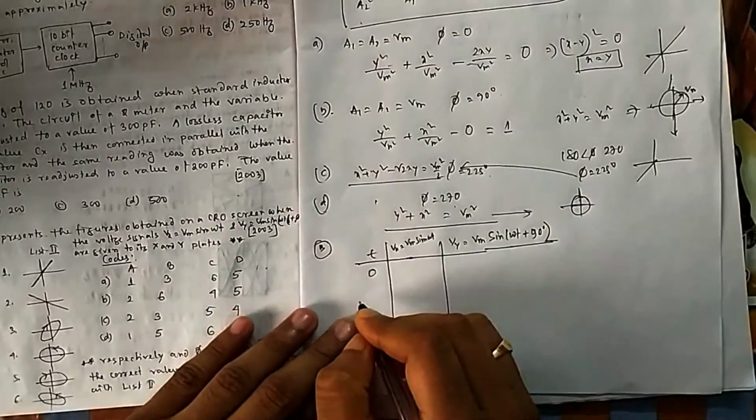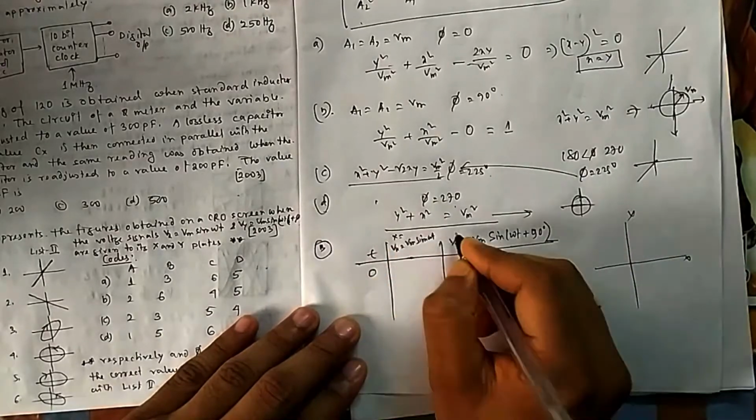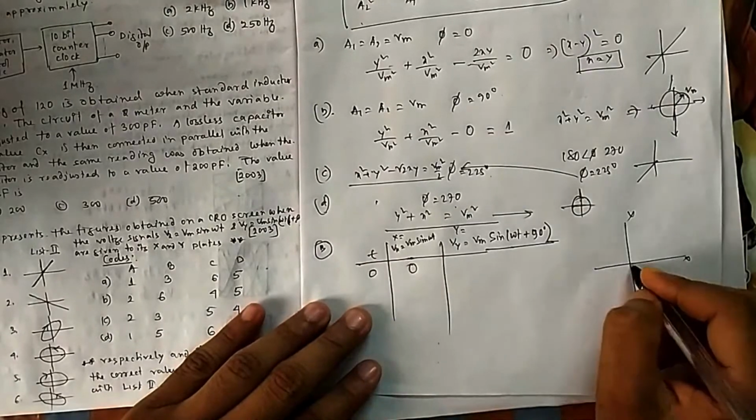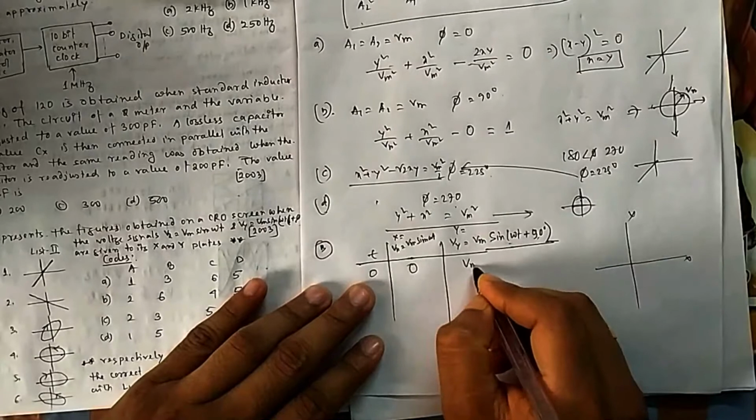So you put initially t equal to 0 and see what the value is, because this is x and this is y. This will be your x, this will be your y. What x are you getting? If you put 0, then it is 0. So x is 0. What is your y? If you put 0, sin 90 is 1, so it is Vm.